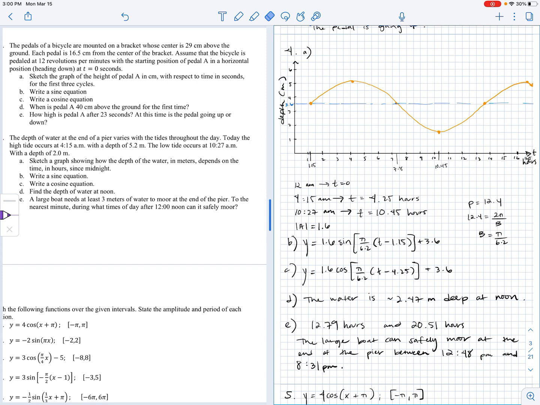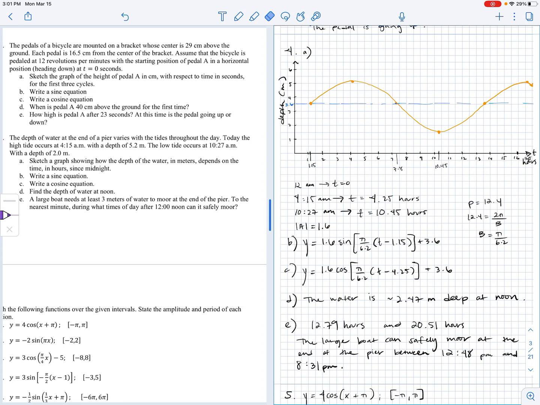So what it means for the boat to moor at the end of the pier is for the boat to attach to the end of the pier, like with a rope, or to throw an anchor. And it says the water needs to be at least 3 meters deep for the boat to be able to moor at the pier, or to attach to the pier.